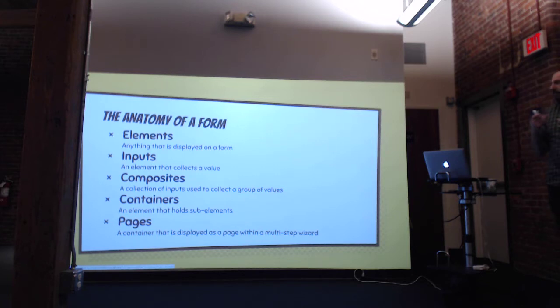But for forms, we get into what I'm going to call inputs. An input is an element that collects a value. And composites are a collection of inputs used to collect a group of values. An address is a great example of a composite element. And containers are just an element that holds sub-elements. A multi-step form page is a container. A details element is a container, or a fieldset is a container. A div can be used as a container. And pages I'm just calling out because pages are used to build multi-step forms. It's just another variation of container.